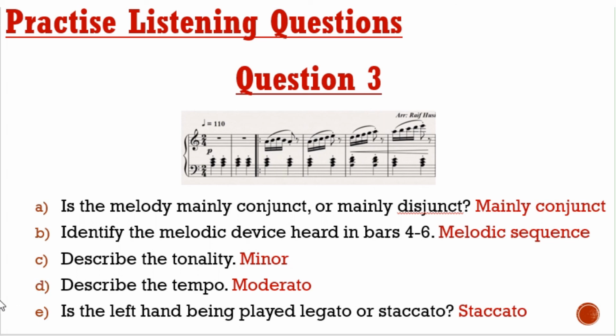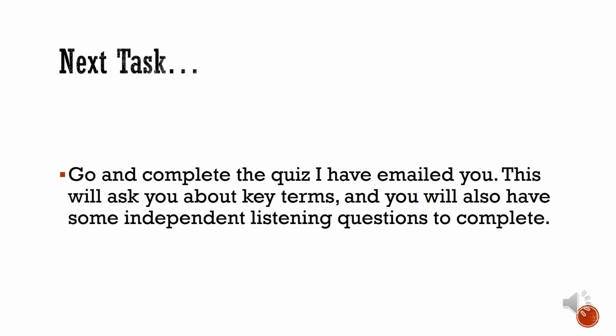The tonality of that piece was minor. I call the tempo moderato again, and the left hand is being played staccato. So where it's got these little dots over the top and the notes are being played short and jumpy, that's an example of staccato. So that's everything in our video lesson today.